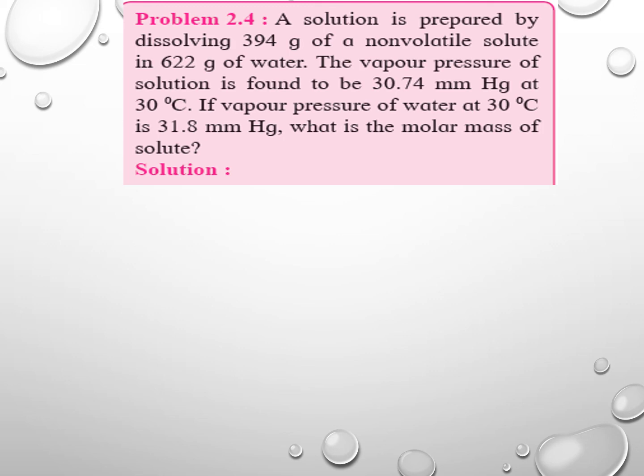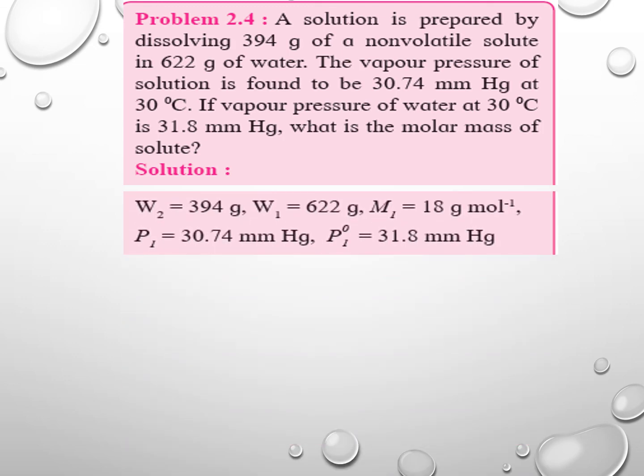So here you have two components. One is a non-volatile solute, which we will generally refer to as 2, and the solvent we will take as 1. So we will use the variables accordingly. Whatever data is given to you: a solution is prepared by dissolving 394 grams, so W2, the weight of the solute, is 394 grams. The weight of the solvent is also given, that is 622 grams. Then the molar mass of water can be calculated as 18 grams per mole. Similarly, the pressure is also given to you. The vapor pressure of pure water, that is P1 naught, is 31.8, and for the solution it is given as 30.74 mmHg.